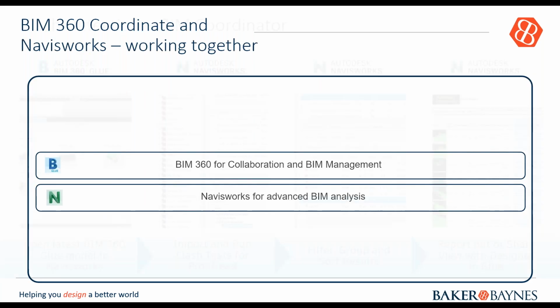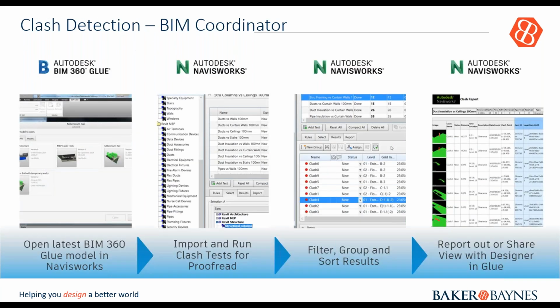Let's go back to clash detection from the BIM coordinator's point of view. We're going to open up the latest BIM 360 glue model in Navisworks. We can do that because the file is being merged in BIM 360 and can be opened in Navisworks. So our BIM coordinator could take that file, use Navisworks on his desktop, open it up, import it, and run clashes for his reports or whatever he needs to do.